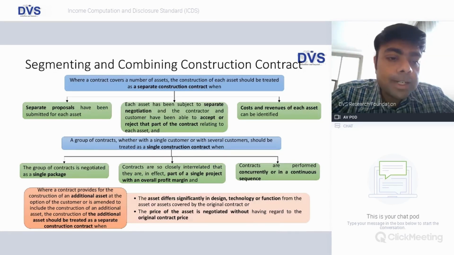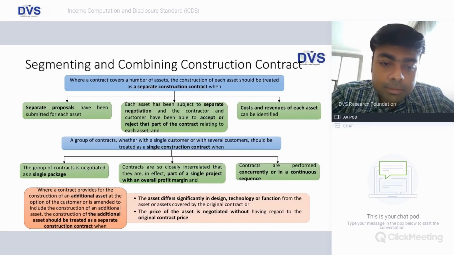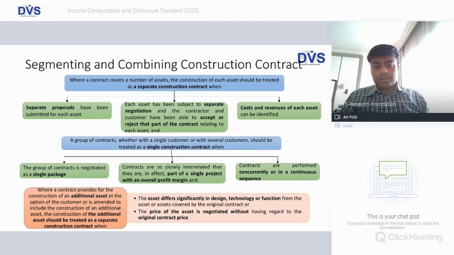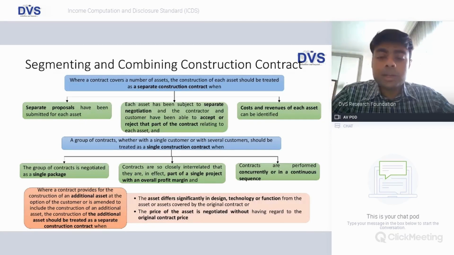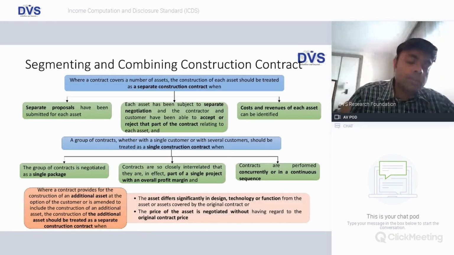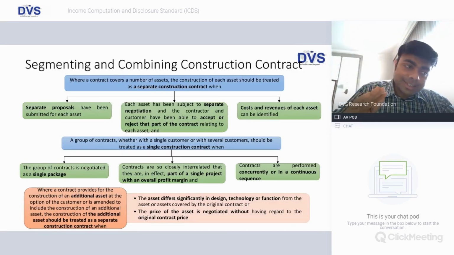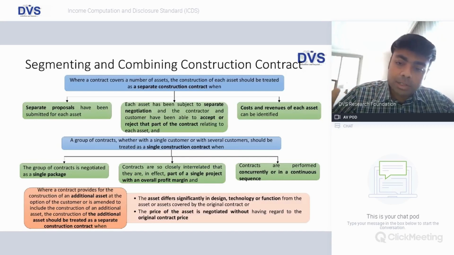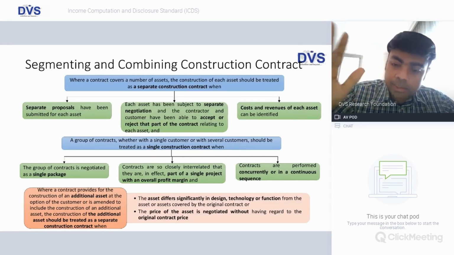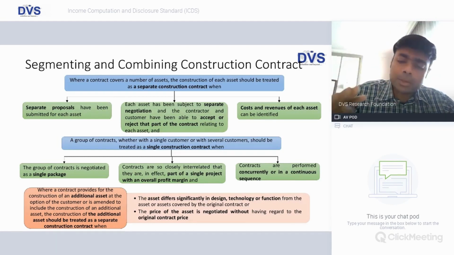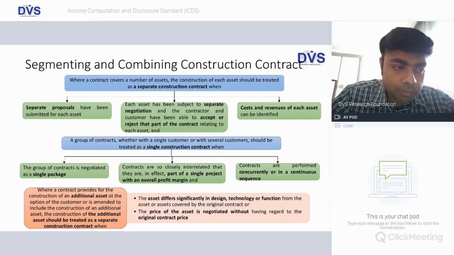Now, the next is a case where there's a single customer or several customers, but it is treated as a single construction contract. Let us look at the case of building a 20-story building with 5 different customers. But your deal is only to construct a warm shell of 20 stories of 10,000 square foot each. That's your deal. So 200,000 square foot, and you will be charging them 3,000 rupees a square foot.